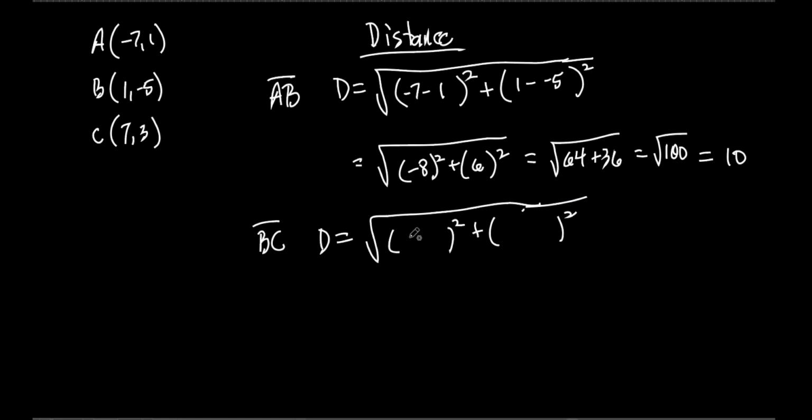So it's 1 minus 7, or 7 minus 1. It doesn't make any difference. Let's just go 7 minus 1. That way we won't get a negative. It won't bother us. What about this one? We could go negative 5 minus 3, or we could go 3 minus negative 5. Doesn't make any difference.